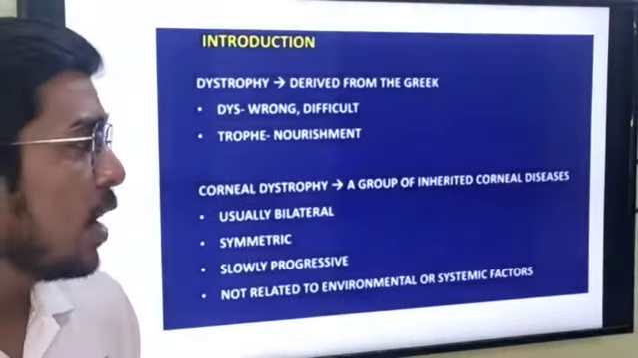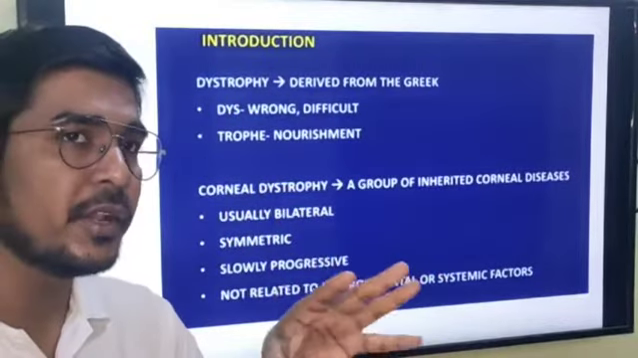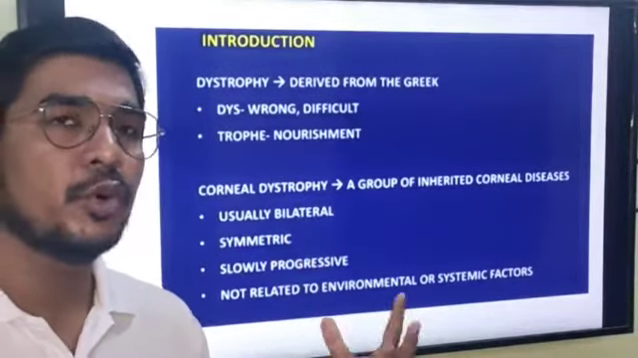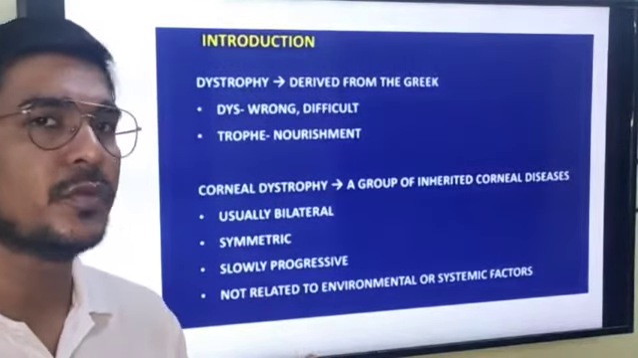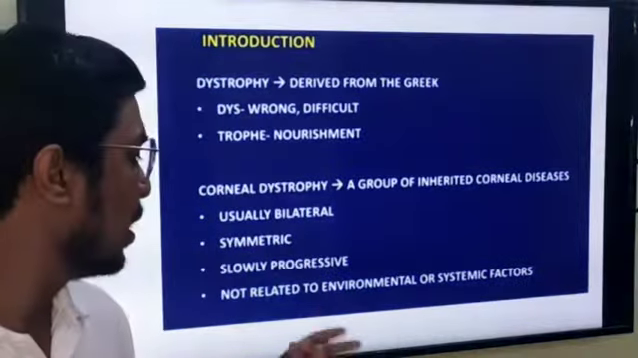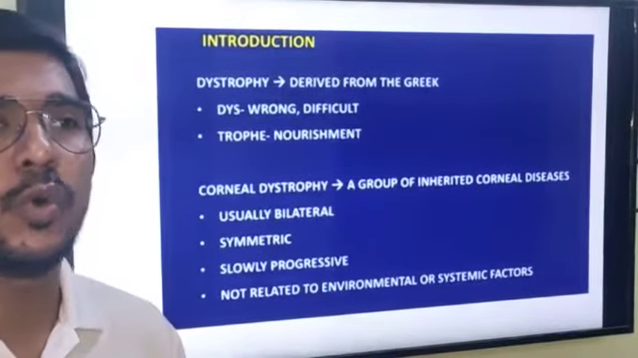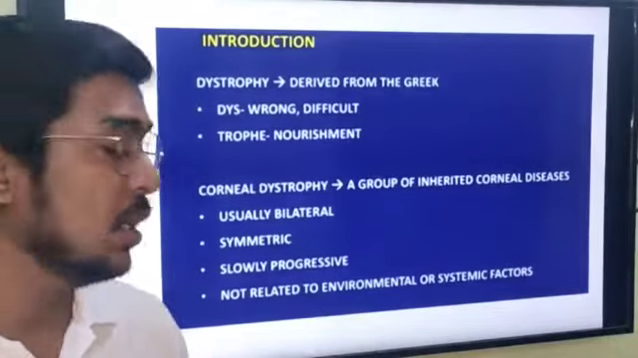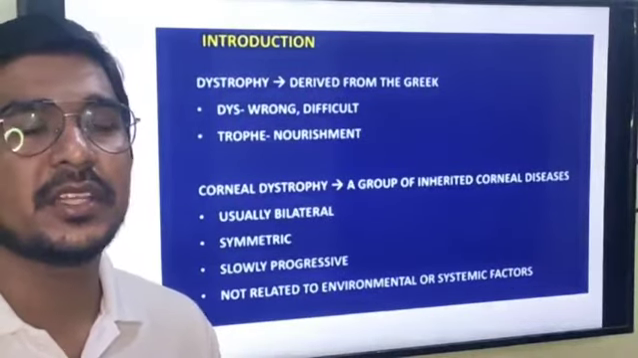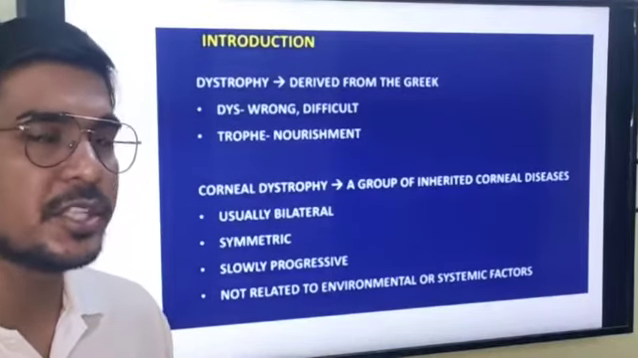Now when we call it a dystrophy, there are certain features which are very important for the MCQs also. It is usually bilateral. It occurs in both eyes at the same time in most cases, and it is symmetric in both eyes. It is slowly progressive; it does not appear in 1 day or 1 week or 1 month. And it is not related to any environmental or systemic factors. Otherwise it would not be a corneal dystrophy, right?